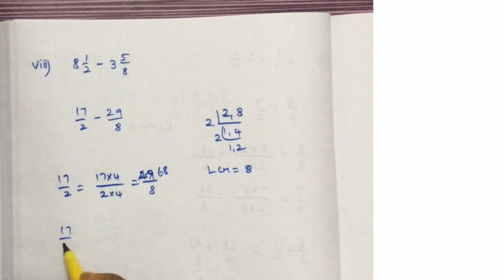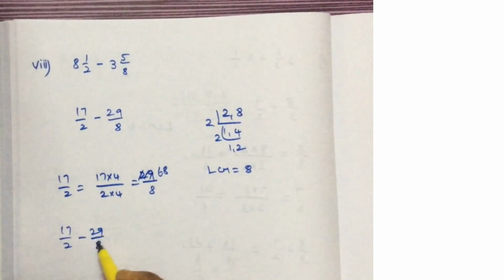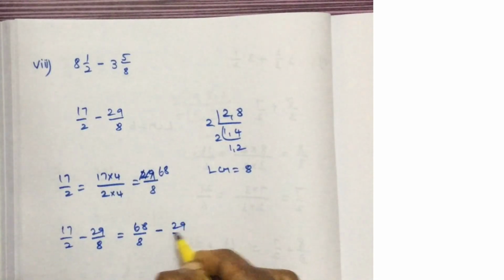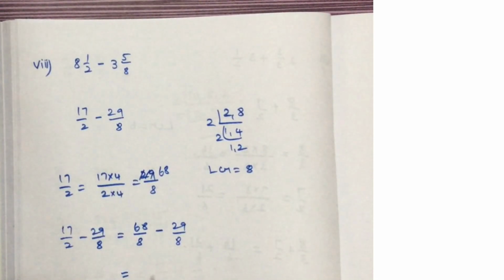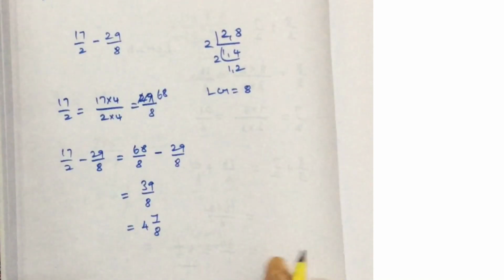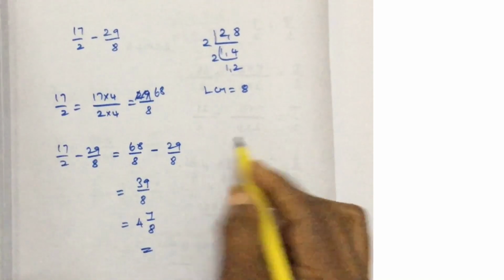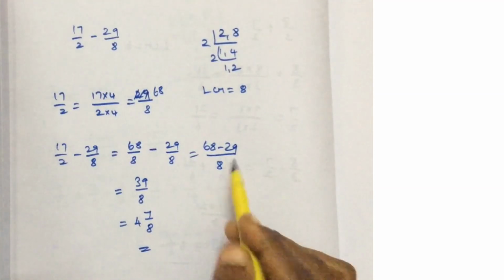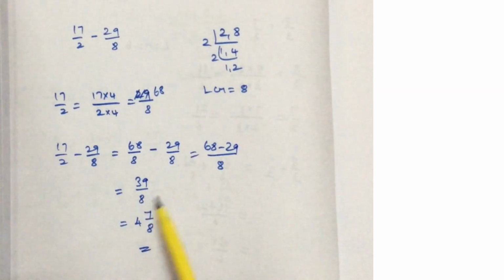So 17 by 2 minus 29 by 8 is equal to, instead of 17 by 2 I can substitute 68 by 8 minus 29 by 8. 68 minus 29 is 39, divided by 8, that is equal to 4 7 by 8. Here 68 minus 29 is 39. If you divide, you will get this 4 7 by 8.